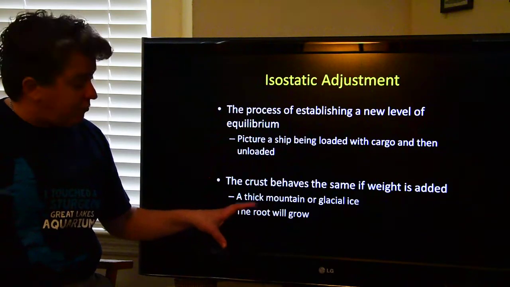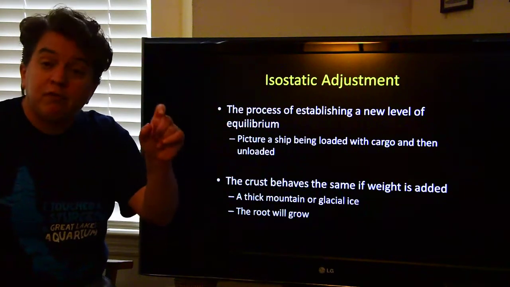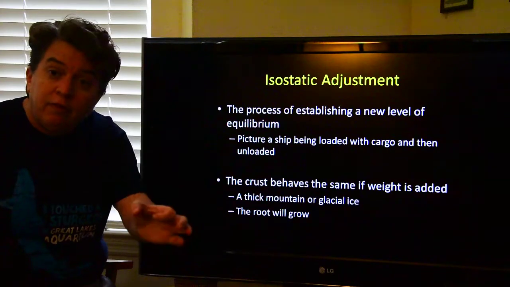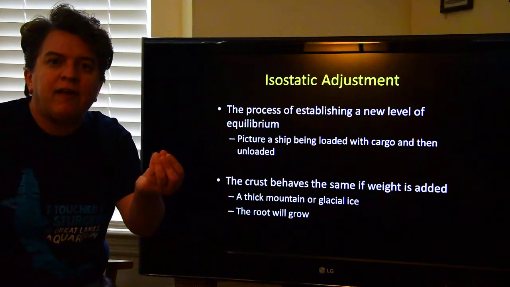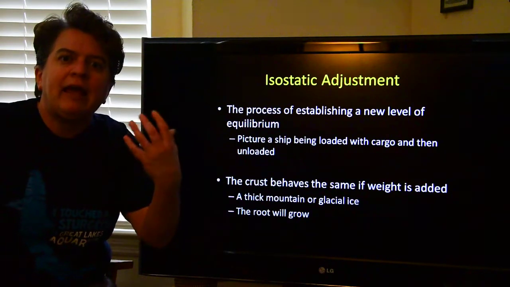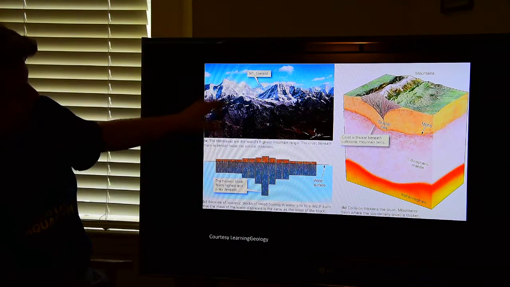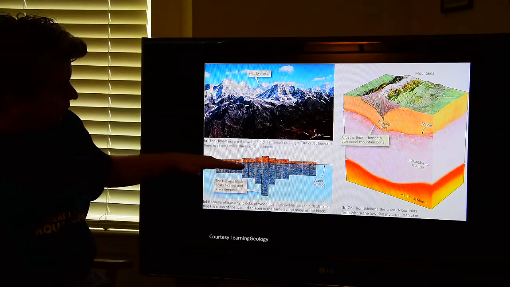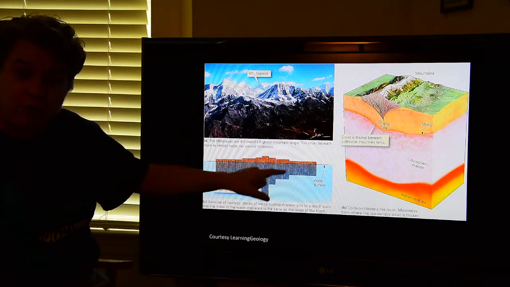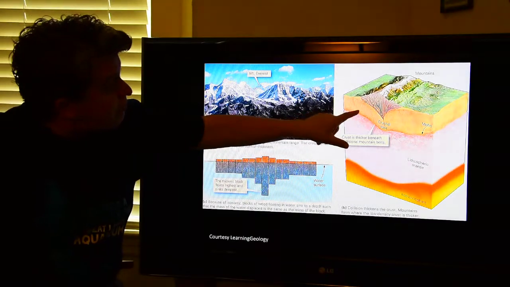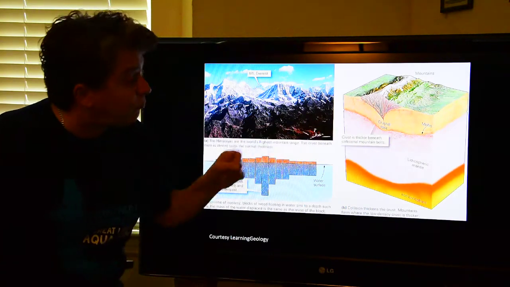And underneath mountains, there's something called a root. If you look at ice cubes in your drink next time, you're going to see a certain amount of the ice cube is above the water line, and a certain amount is below the water line. That part of the ice below the water line is like the mountain root. That's the part of the mountain hidden from us. So if we have a big tall mountain like this, and we think of our wooden blocks, there's our water line. When the crust is thicker, there's more of a root hidden underneath. And the same goes for mountains. If we have a thicker mountain here, we're going to have a thicker mountain root there.